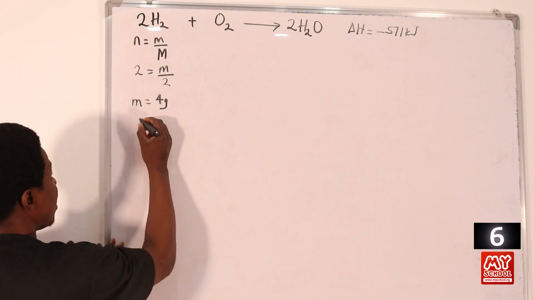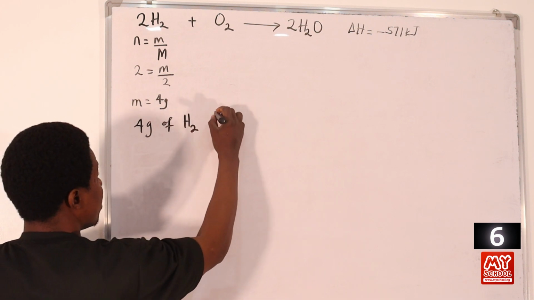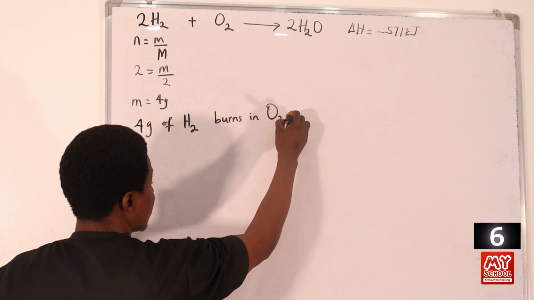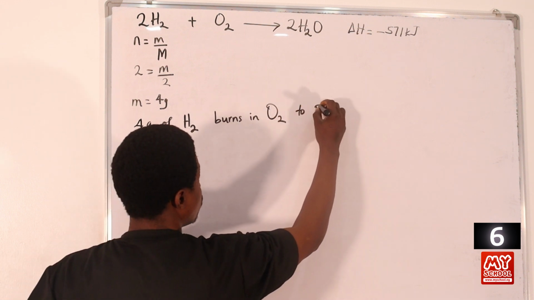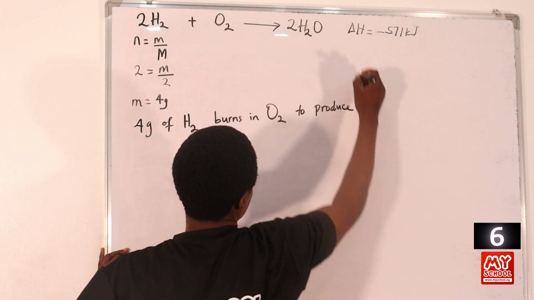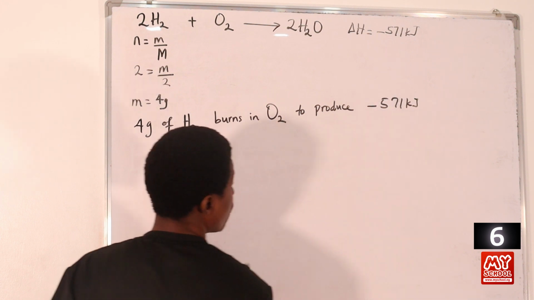So in other words, we are saying 4 grams of hydrogen gas burns in air in excess oxygen to produce what amount of energy? That is what happens initially with this equation. We have produced minus 571 kilojoules of energy.